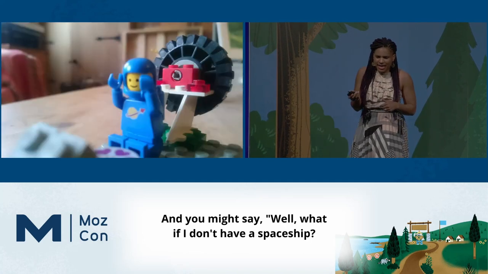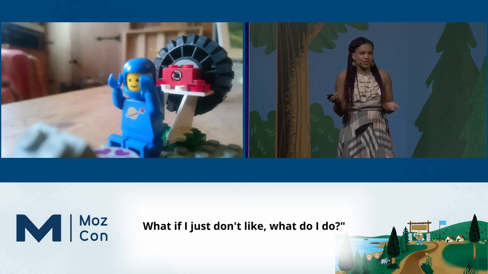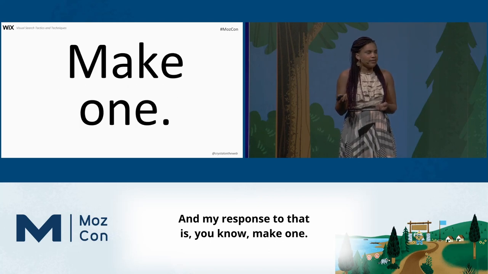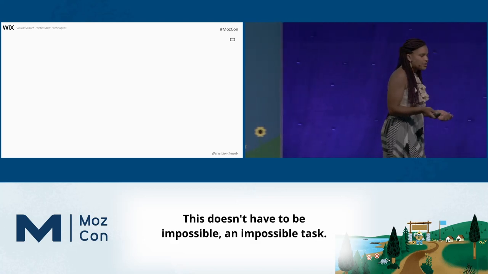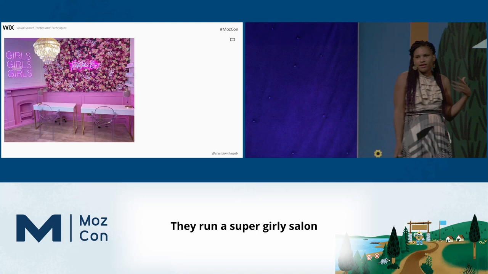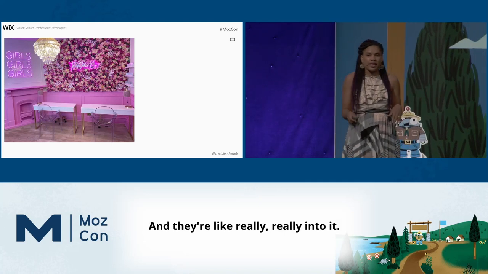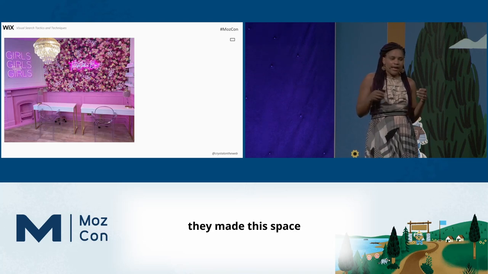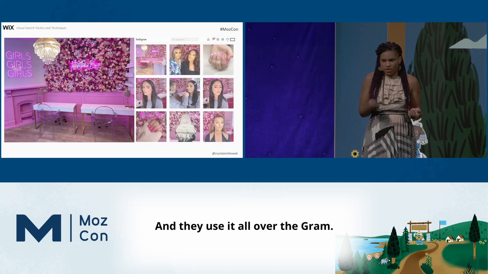And you might say, well, what if I don't have a spaceship? What if I just don't? Like, what do I do? And my response to that is, make one. This doesn't have to cost you the earth. This doesn't have to be an impossible task. This is a small business near me. They run a super girly salon with nails and hair and the whole thing, and they're really, really into it. And when they made their salon, a super small business, they made this space, and it's clearly for the gram, right? And they use it all over the gram.